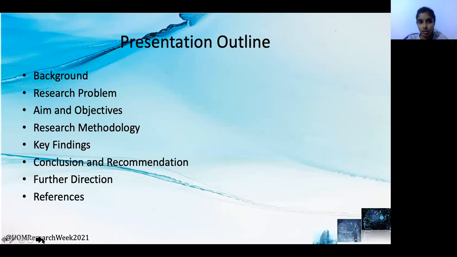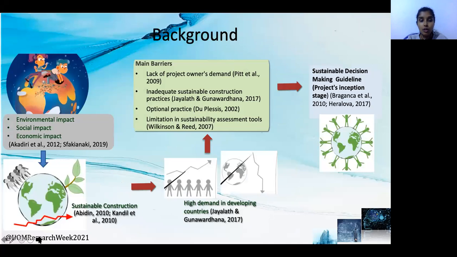Here's the presentation outline, and first I will discuss the background. As you all know, the construction industry highly impacts the environment, society and economy, where that impact may be negative or positive. A negative impact can be minimized through incorporating sustainable construction.